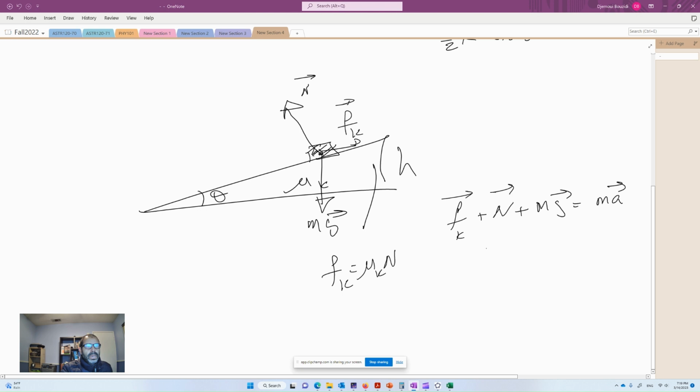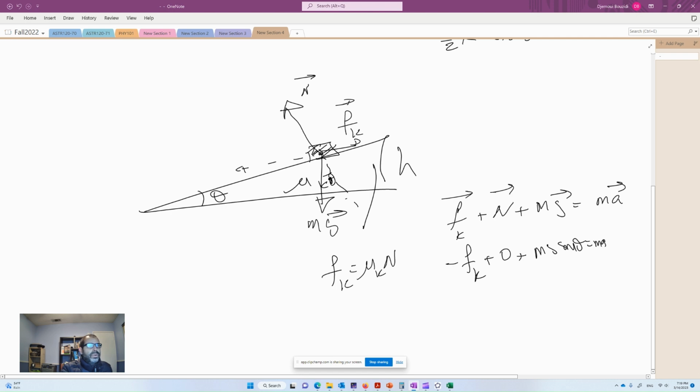And I project this expression both on the x-axis and the y-axis. X-axis along the incline. So along the incline, I have minus Fk. The normal has no component, and mg has a positive component. Since this is also the angle theta, by a geometrical argument, we can argue that this is theta. So I'm looking at the opposite to theta, which is the sine of theta. mg sine theta must be equal to ma.